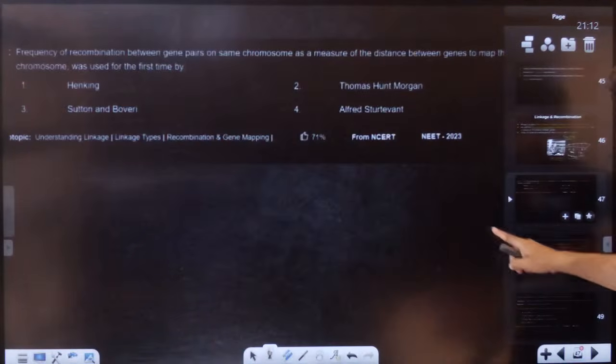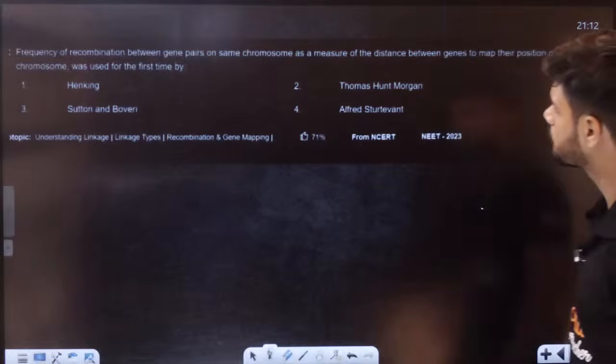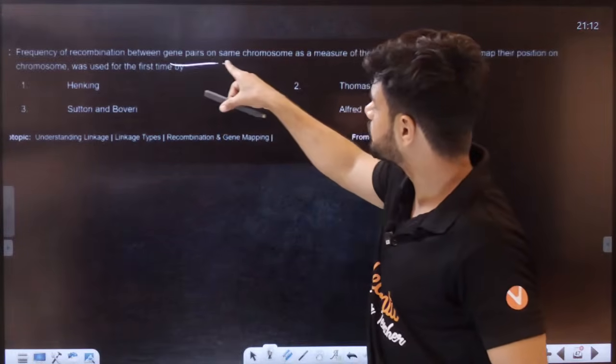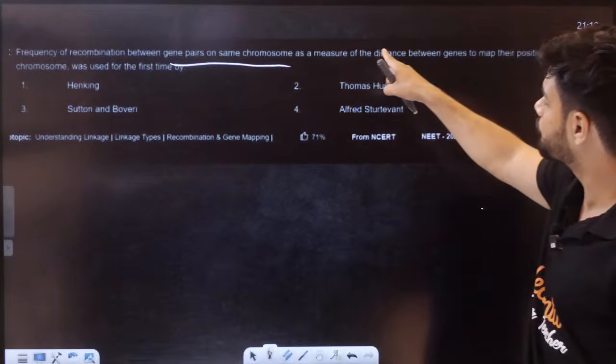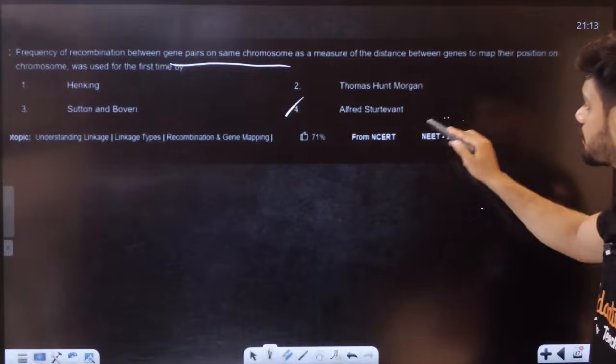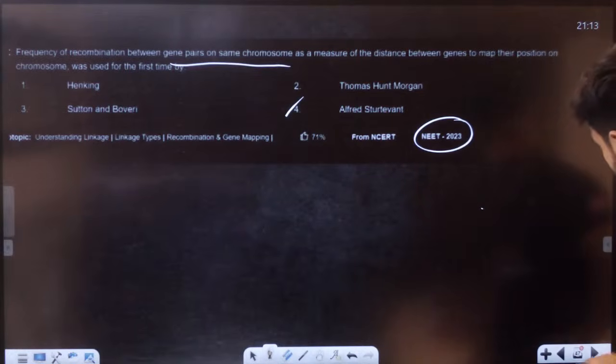Now here is a quick question, students. Can anyone tell the answer? Frequency of recombination between gene pairs on the same chromosome as a measure of distance between the genes. That is Alfred Sturtevant. This is a NEET PYQ, 2023.